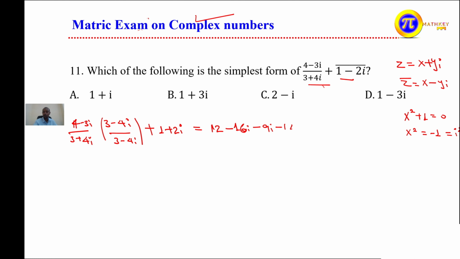It becomes negative 12. Divided by, the denominator: 3 times 3 is 9. 3 times minus 4i is minus 12i. Plus 4i times 3, that means 12i. Then 4i times minus 4i is negative 16 i squared, and it becomes positive 16. Here is plus 1 plus 2i.